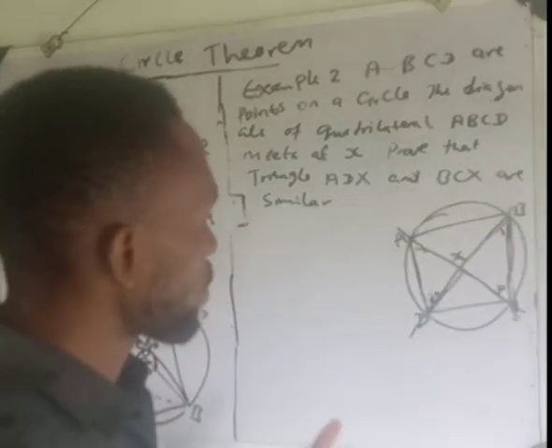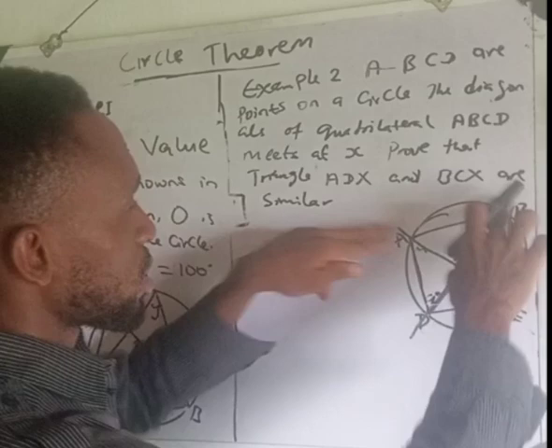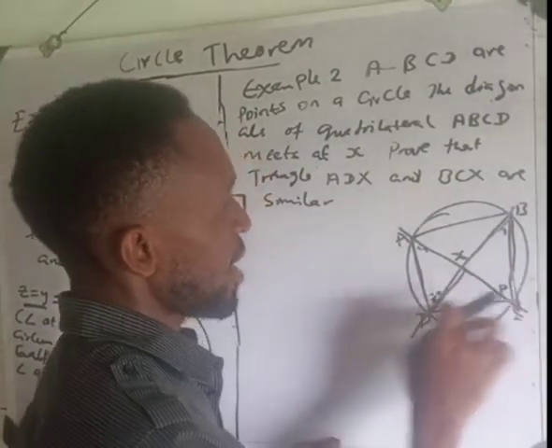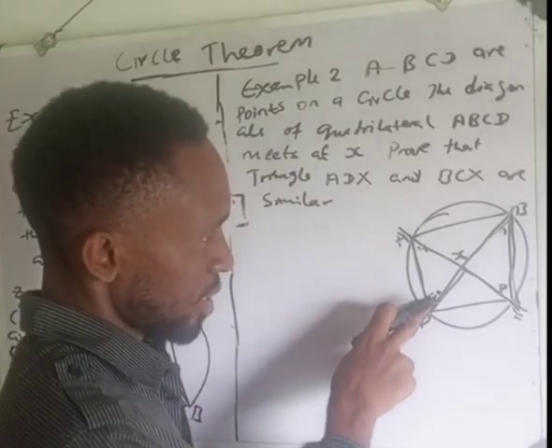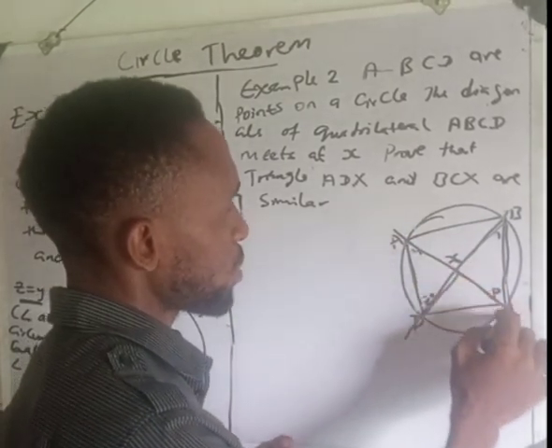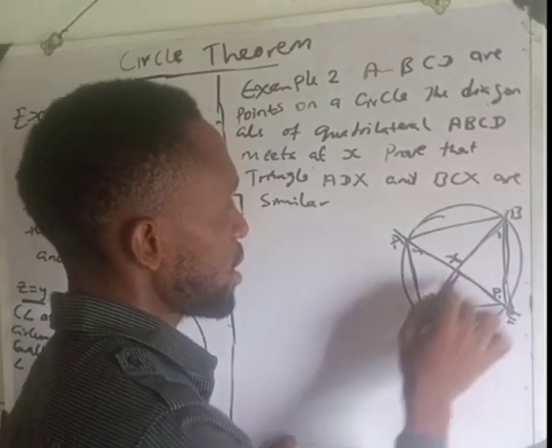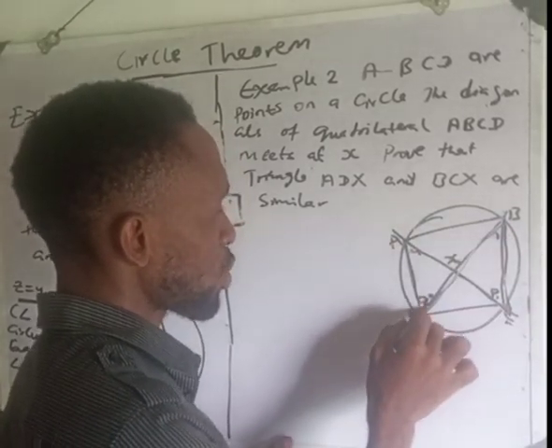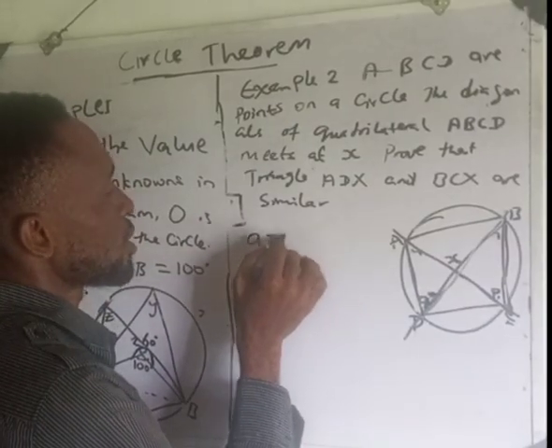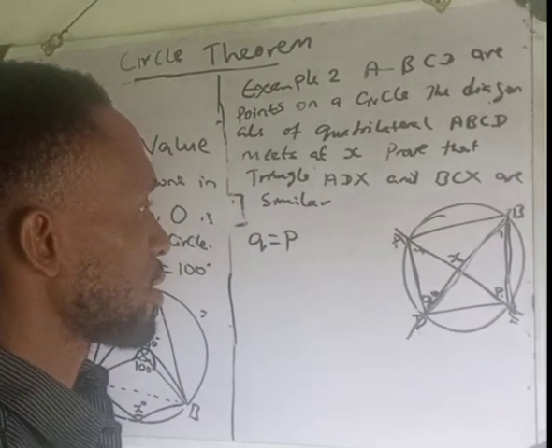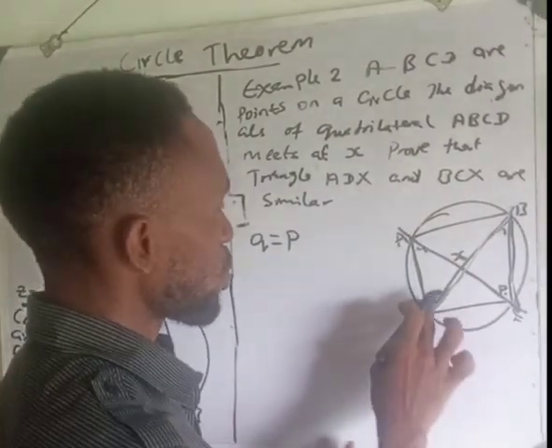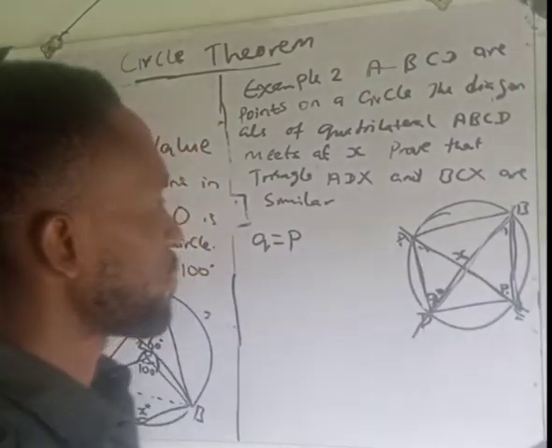Now I want you to take note of something. This chord AB sustains P here, and it also sustains Q here, right? This chord sustains P here, it also sustains Q here. It means that Q is equal to P, because it is the same chord that sustains them. So Q is equal to P.